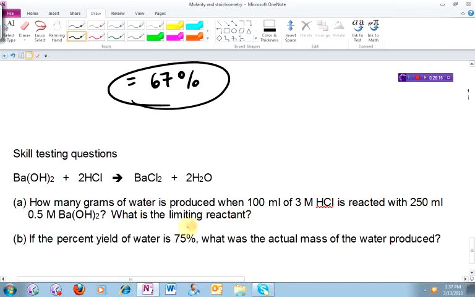Percent yield question. So you're given the percent yield. You would be figuring out the theoretical from your part A. So then you need to figure out what the actual mass is. So you're just manipulating the variables. Instead of figuring out the percent yield, you're figuring out the actual mass. So you'd go percent yield times theoretical mass. When you've done your skill testing questions, come on up and get them checked out, and then you'll get today's assignment.